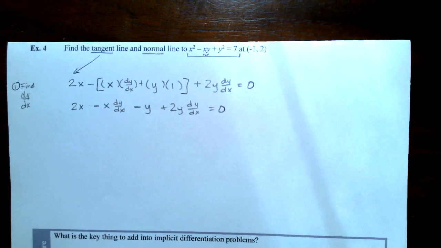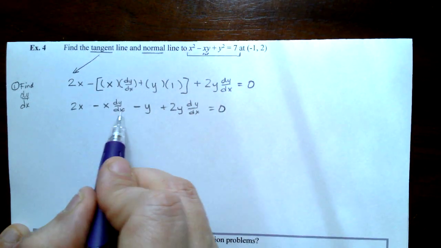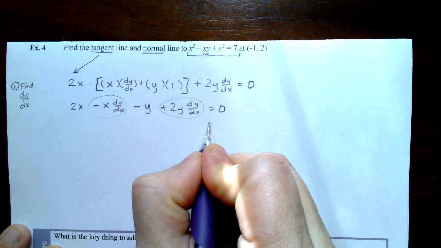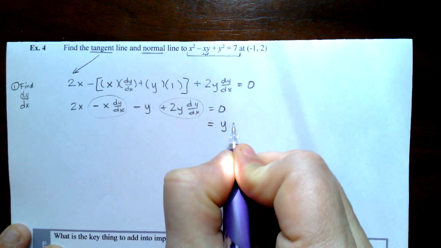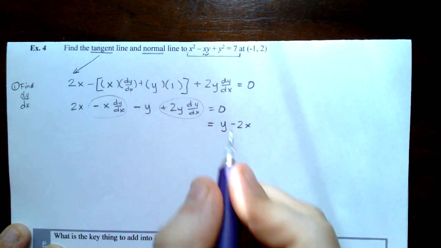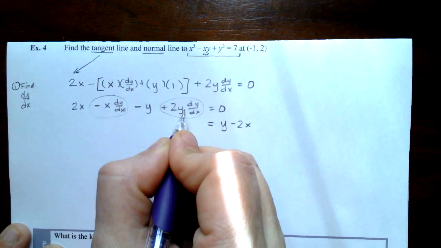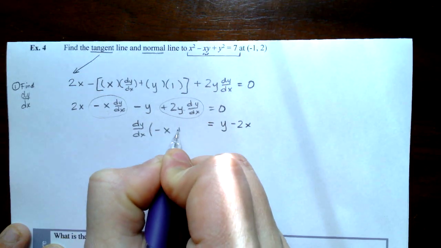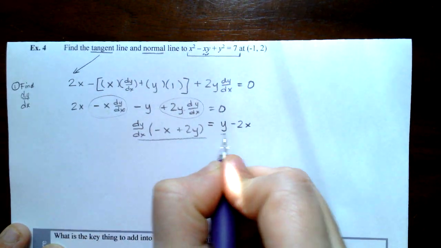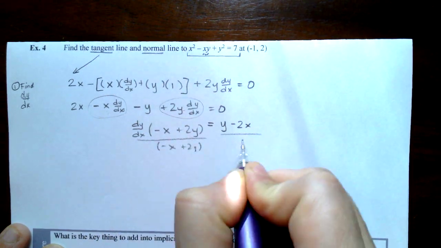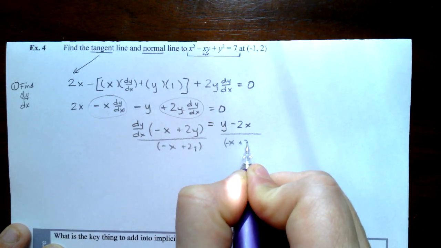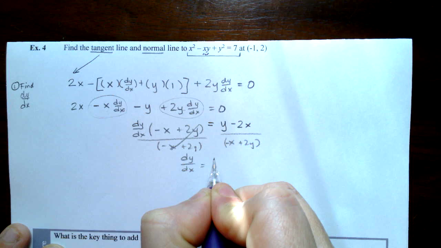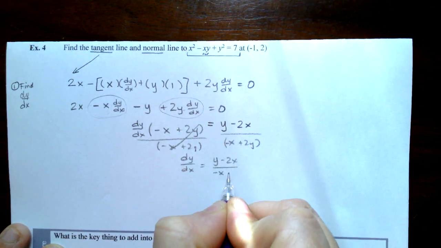Now, one of the things that I like to do is isolate both my dy/dx terms on one side and move everything to the other side. So over here, I'm going to get a positive y, subtract 2x, and on the left, I can take the two terms that I have circled and factor dy/dx out front. From here, I'm going to divide both sides by my quantity. And now I have my derivative. dy/dx is equal to y minus 2x over negative x plus 2y.